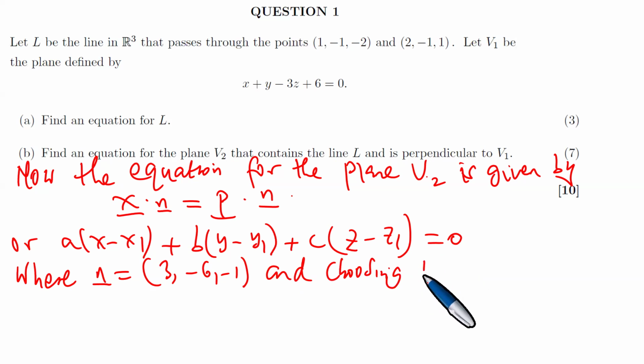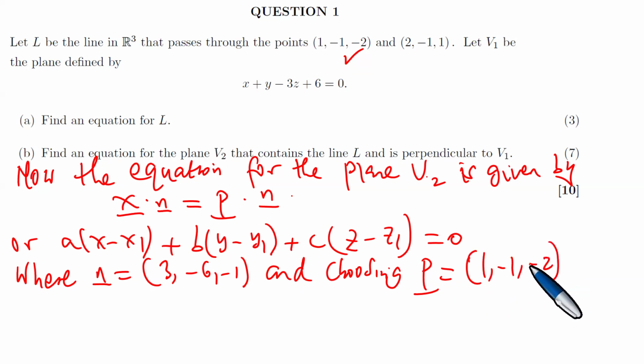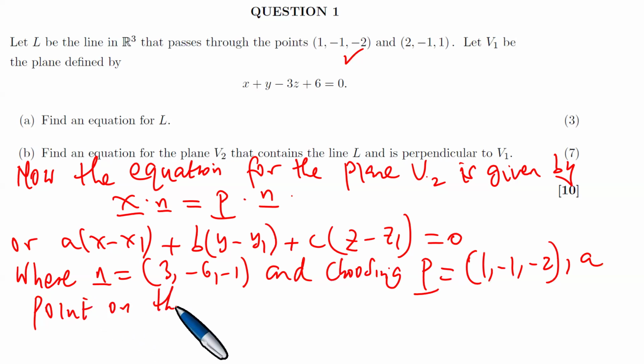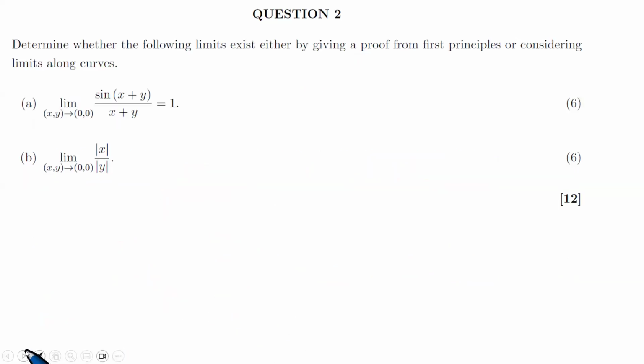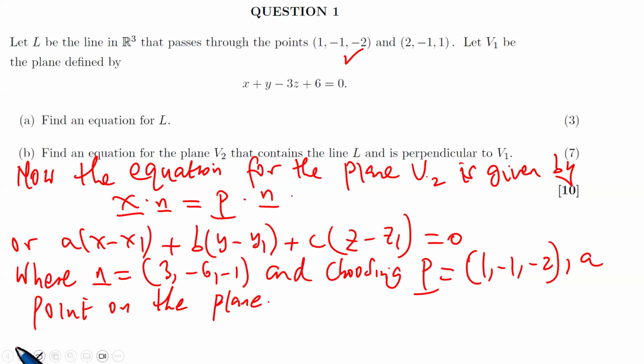And choosing point P. You can choose this one: 1, minus 1, minus 2. The point on the plane. At this point, this means that we have the following here.